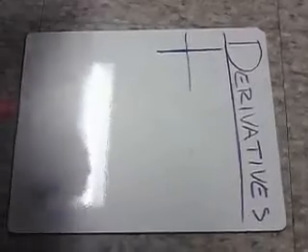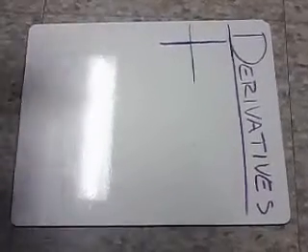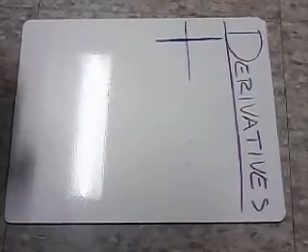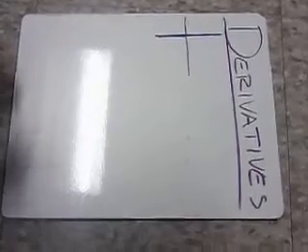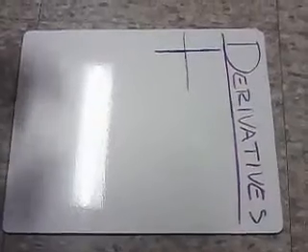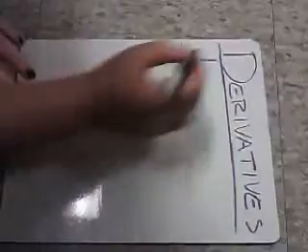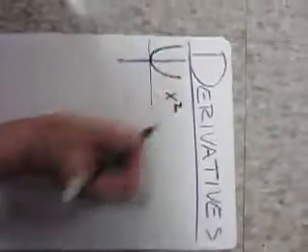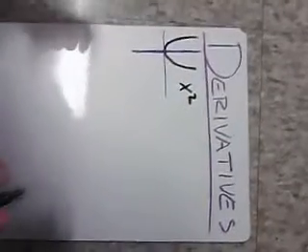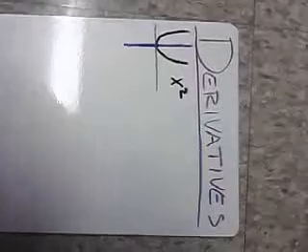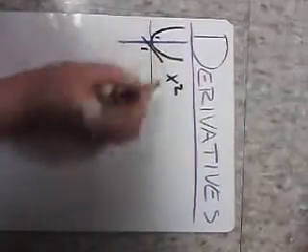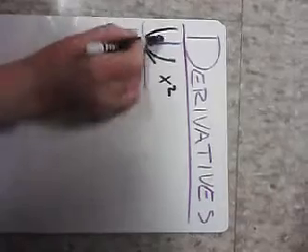Hello, this is derivatives, one of the first units you learn in calculus. So what derivatives are basically, an equation to find the instantaneous slope at any given point on a graph. So let's say we have the graph x squared. Well, we can find the slope of it at any given 2 points, such as (1, 1) and (2, 4).